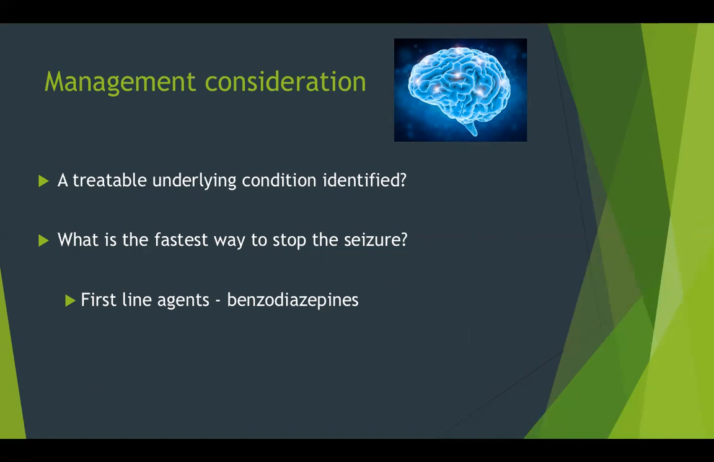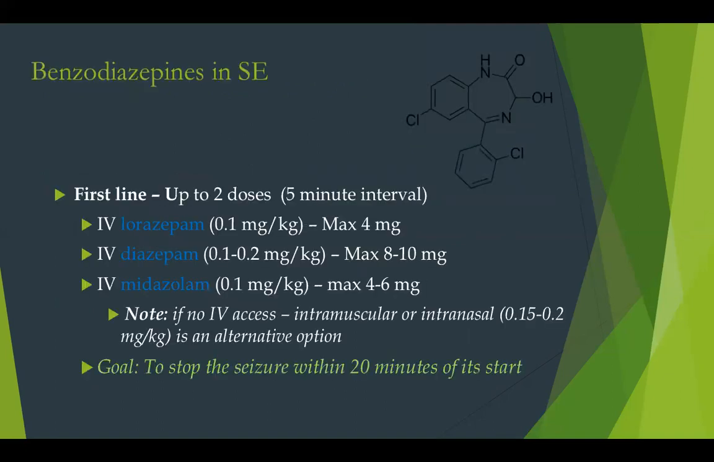And we know the first line agents typically are benzodiazepines. Benzodiazepines are extremely effective in a lot of seizures. Remember that you can give a dose of benzos and then repeat it again in 5 minutes. So 2 doses at the minimum before you start worrying about needing to do more.